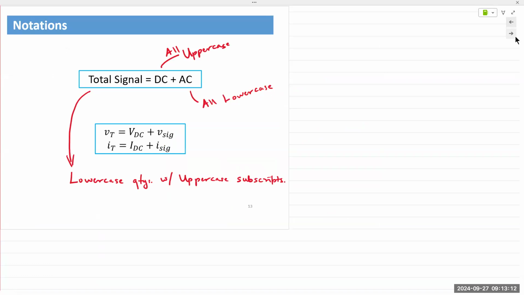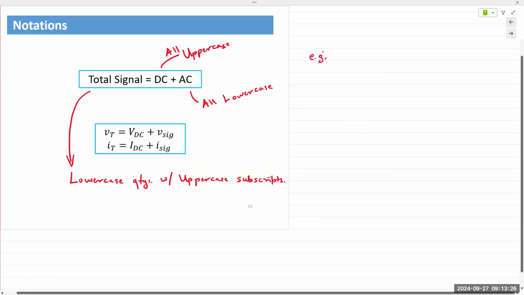Uppercase, if it's all uppercase, it refers to DC components. If it's all lowercase, it refers to AC components. If it's a mix, uppercase and lowercase, then it's the total signal. Okay. An example would be something like this.